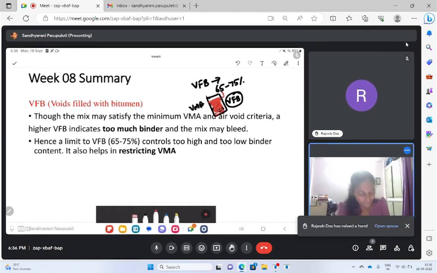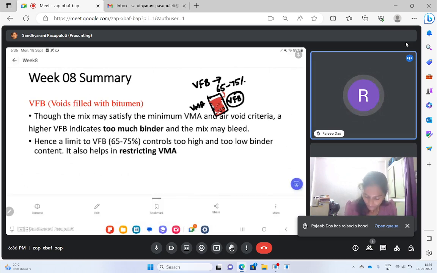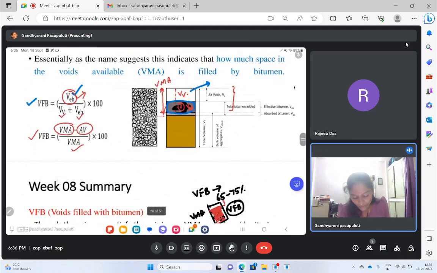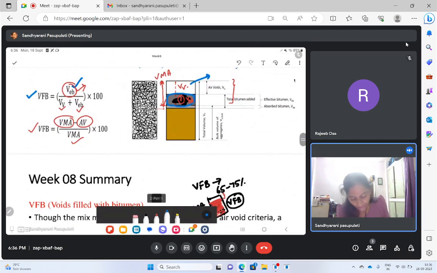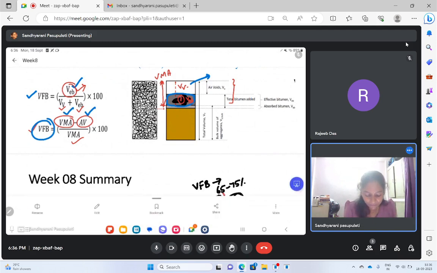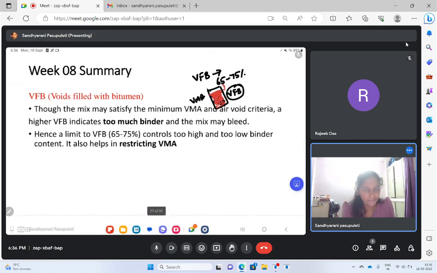Yes, sir. How can one ensure that this 65% to 75%, that the effective filled bitumen is 65 to 70? How can we get it? Yeah, actually, usually we initially calculate the VMA, sir, and after calculating the VMA, if we have the air voids, based on that, we will calculate the VFB, voids filled with bitumen. Then VFB will usually satisfy the range of 65 to 75%. So for this we do not need to do anything specially.